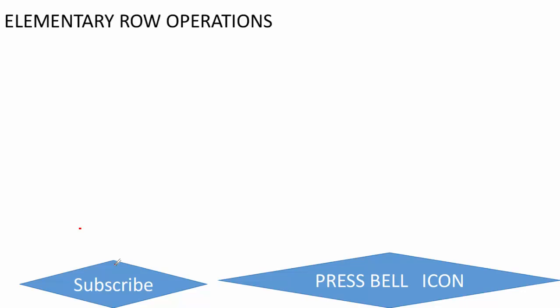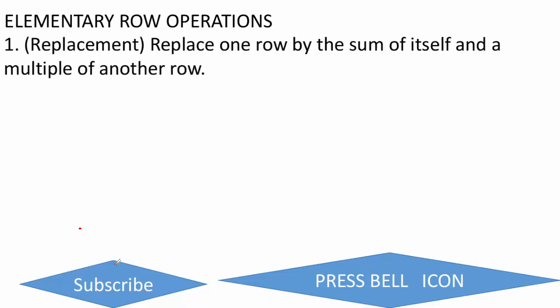Which elementary row operations are we applying? We are going to apply three row operations. First is replacement. Replace one row by the sum of itself and a multiple of another row. That means Ri plus k times Rj. That means replace this row Ri by the sum of Ri plus k multiple of the other row Rj. This is the replacement operation.